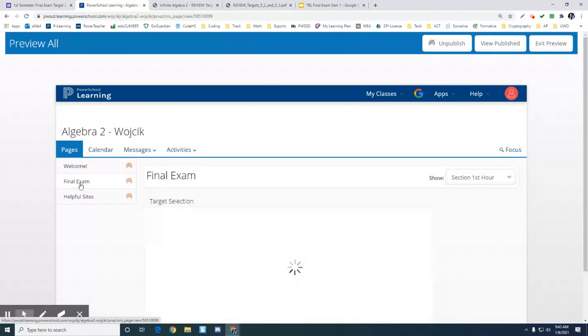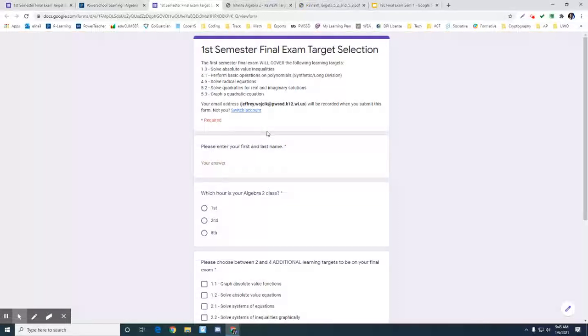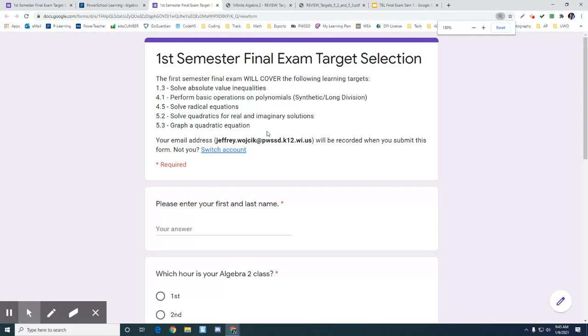Click on Final Exam. And just a reminder, this is where you're going to let me know which targets you want to reassess on. You must select between 2 and 4 additional targets. You just click on Target Selection Form, and here's a simple Google form. It reminds you that the first semester exam will cover these 5 targets.